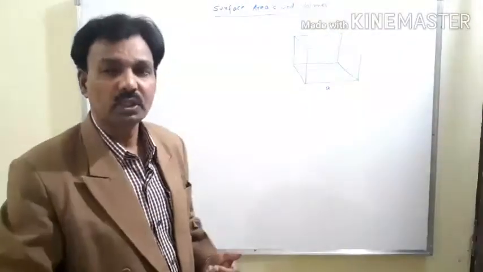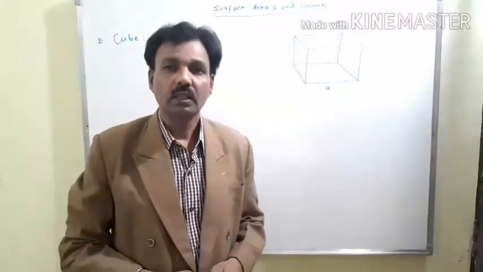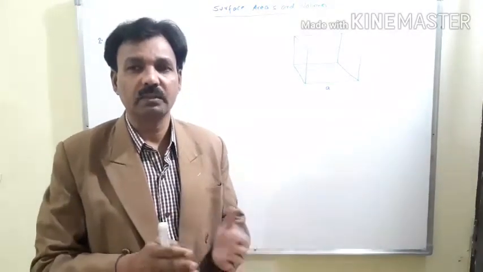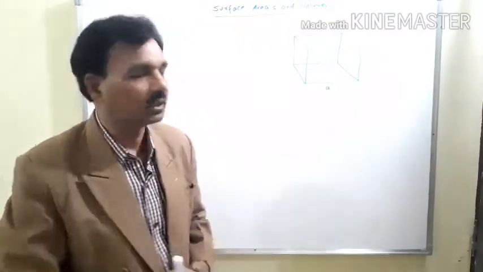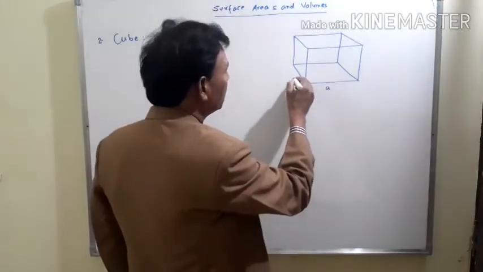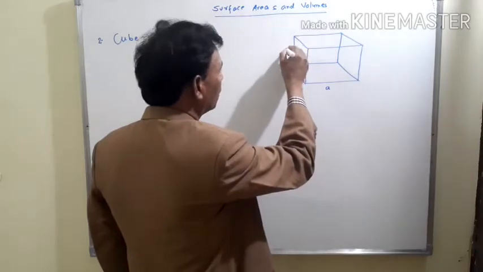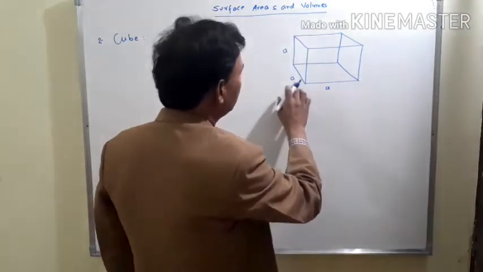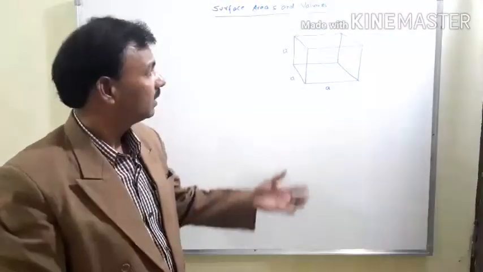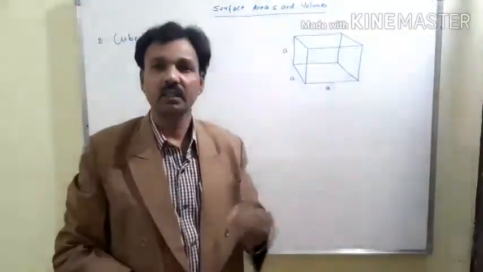What is a cube? A cube is a cuboid whose sides, that means length, width and height, are all the same measurement. Since this is a cube whose length is a, width is a and height is also a, that means length, width and height are all the same measurement, then this cuboid is known as a cube.